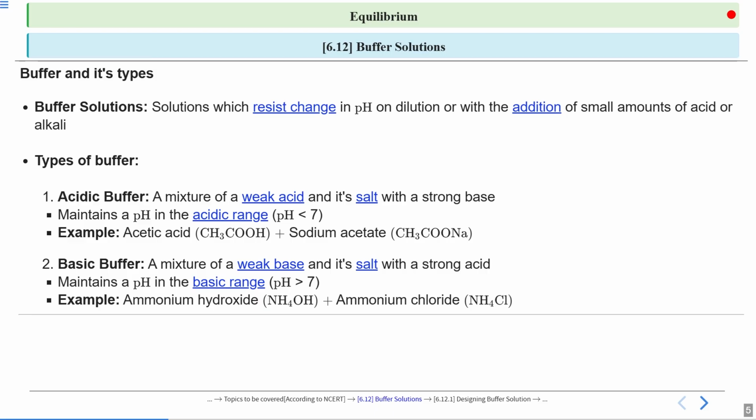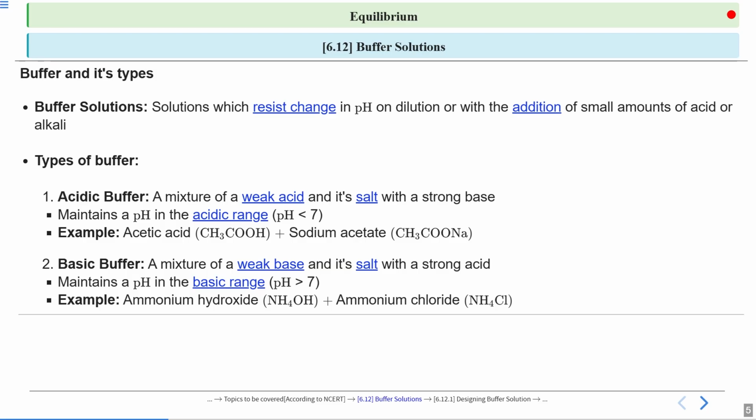So, overall, what we can say is what a buffer solution is. It is something which is resisting the change of pH in a given solution, and it will resist only a small amount of addition of an acid and alkali.